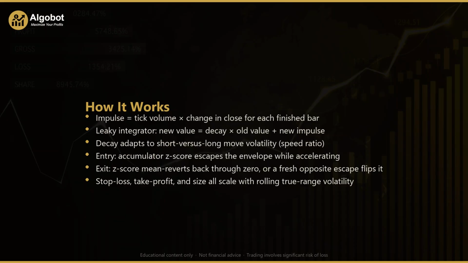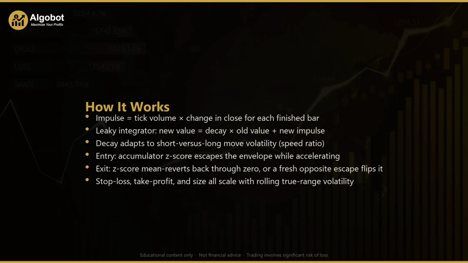Exits are handled before any new entry. If a long position is open and the Z-score mean reverts back down through zero, the strategy reads that as the imbalance being absorbed and closes the trade. The same applies in reverse for shorts. And if a fresh, accelerating escape appears in the opposite direction, the strategy closes the current position and flips.